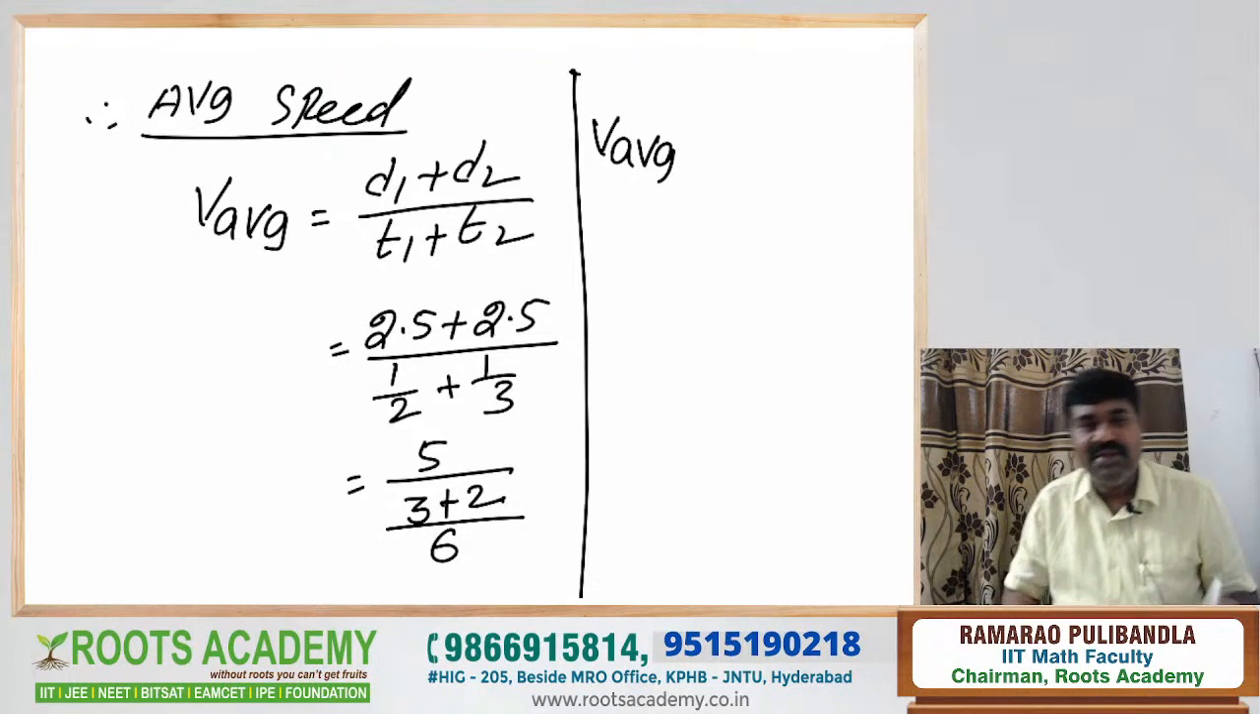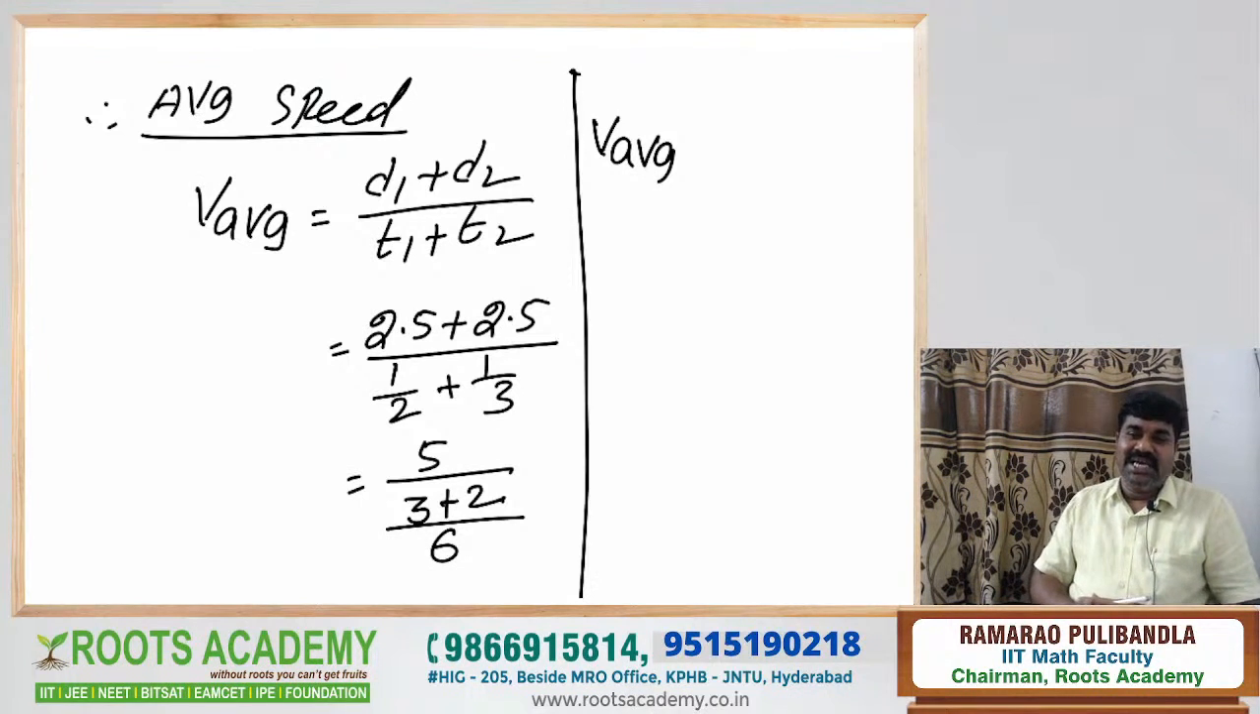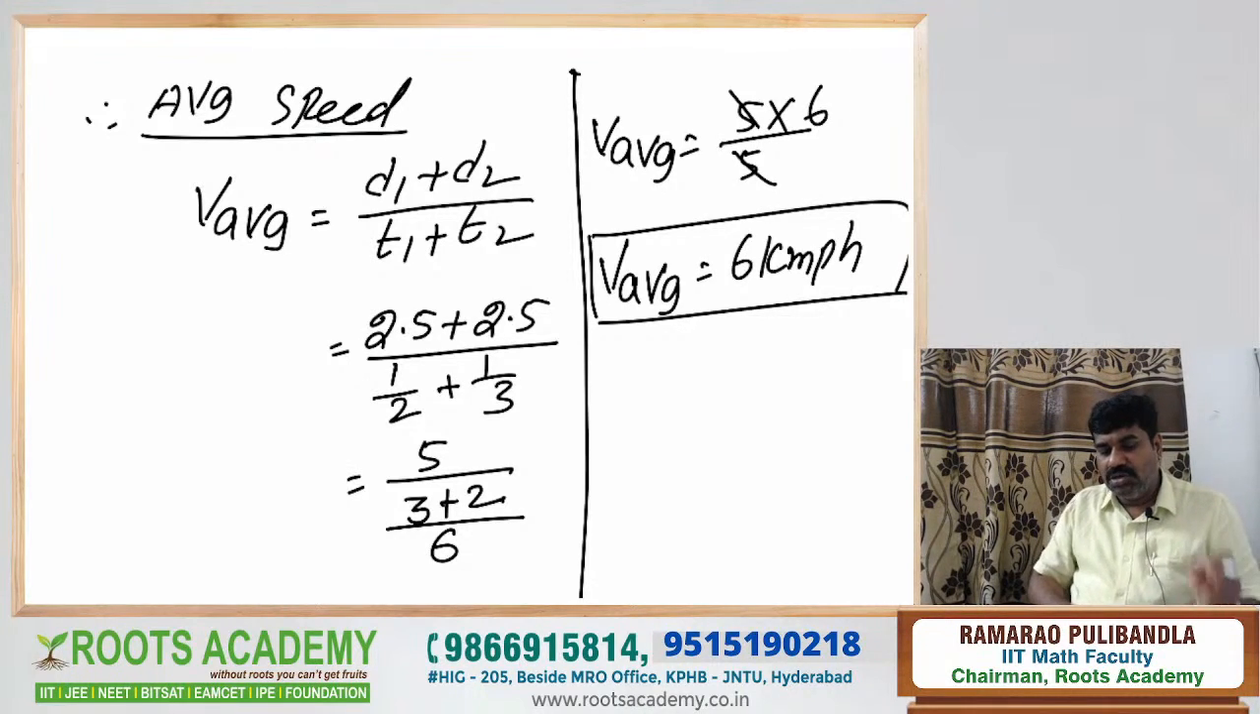What is the average speed? That is 6 kmph. Okay? The average velocity is equal to 0, but the average speed is equal to 6 kmph.